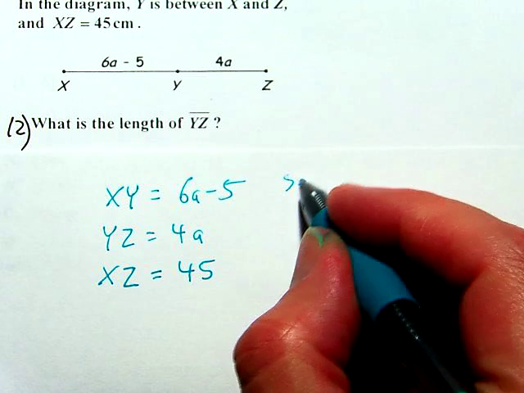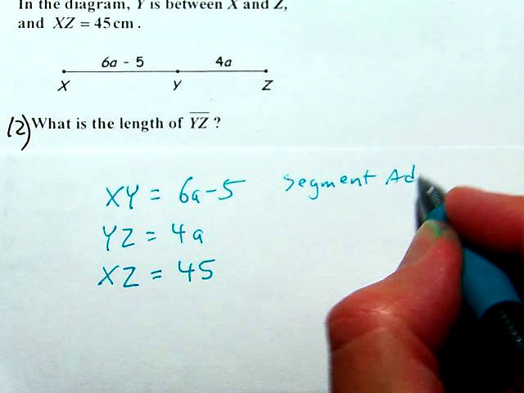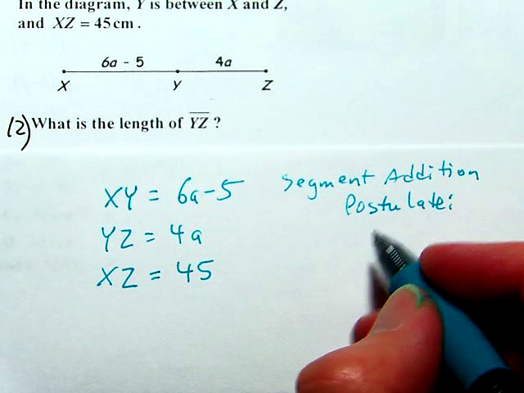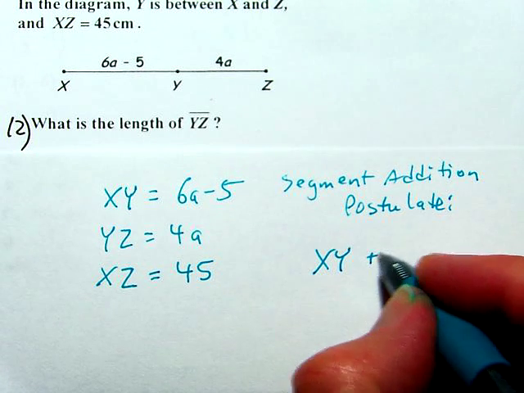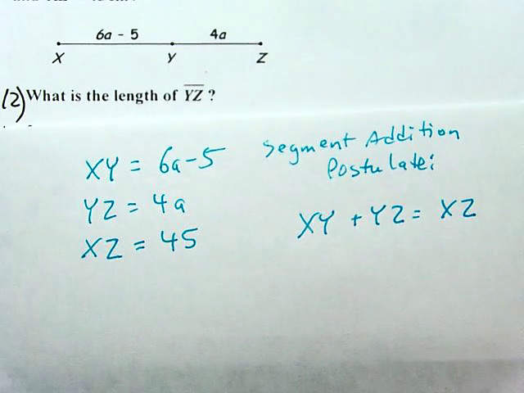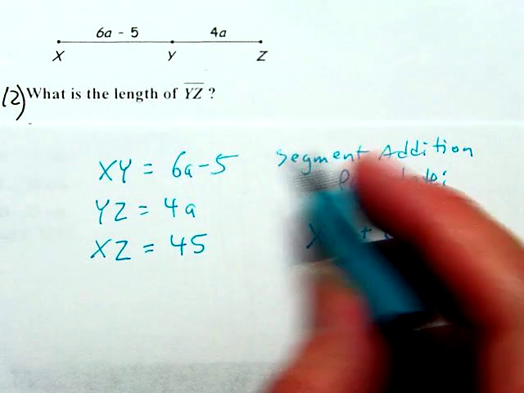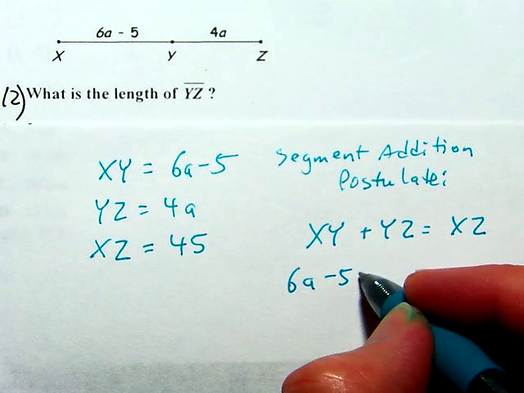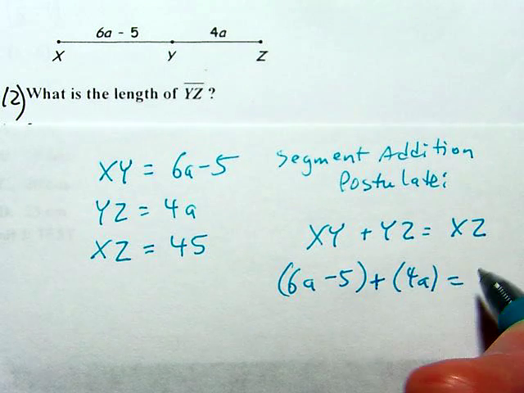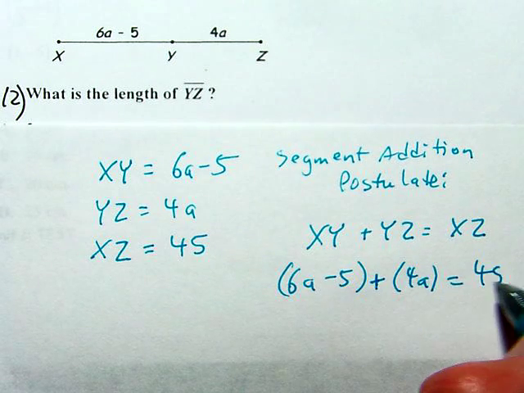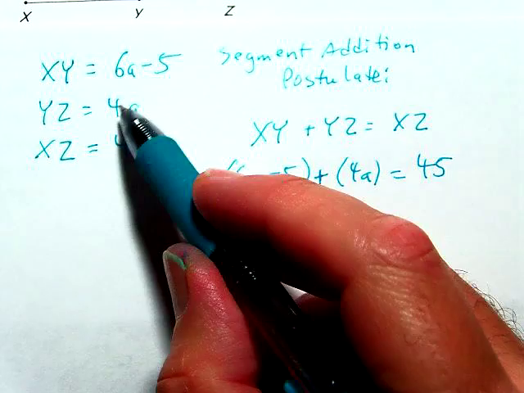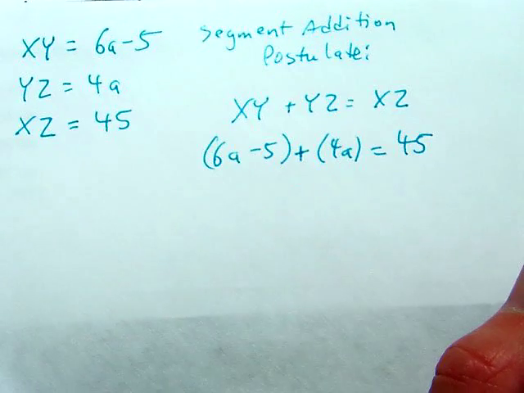Okay, so our segment addition postulate, which is that XY plus YZ equals XZ. Okay, so we can start plugging in what we've got. XY, we've got 6a minus 5, plus YZ, we've got 4a, equals XZ, we've got 45. Okay, so just by plugging things in, we've already got an equation we can solve. We can solve for a, and then we can solve backwards for YZ. So let's go ahead and finish this.